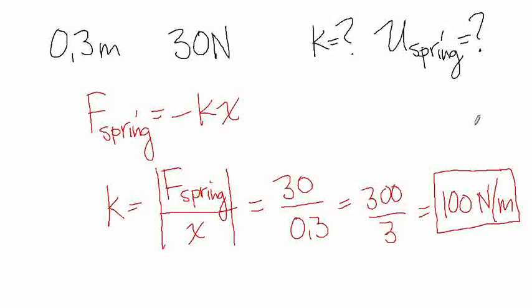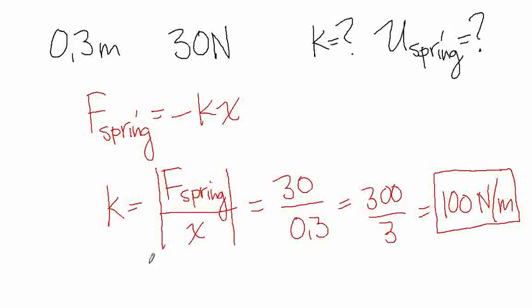Okay, now for positive x values, the spring force formula would give a negative answer. However, 30 newtons, I define that to be the magnitude. The magnitude is always positive. That's why that's not negative, if that was confusing you.